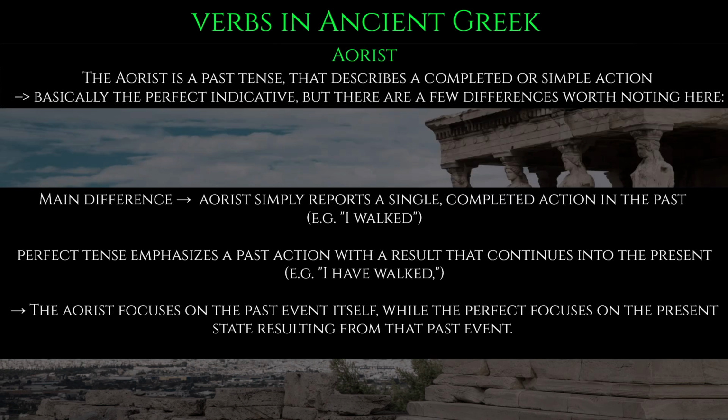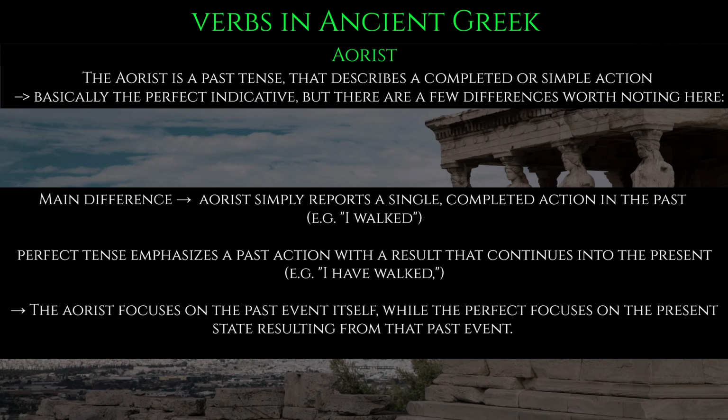So, now let me explain to you the aorist. Don't worry, it is not that complicated. You see, the aorist is a past tense that describes a completed or simple action, basically like the perfect indicative. But there are a few differences worth noting here. You see, the main difference is that the aorist simply reports a single completed action in the past.